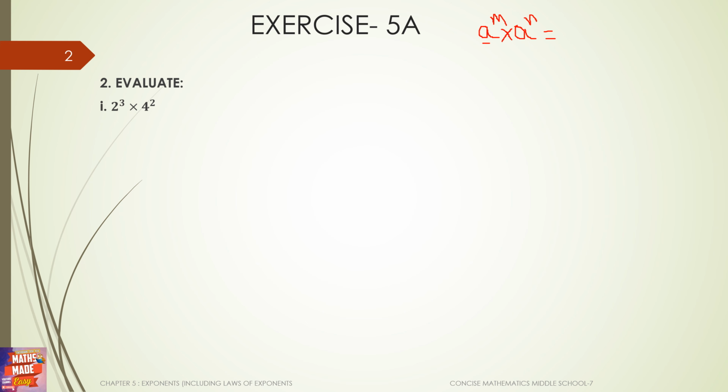Look here, the base should be same, that is a. But look here, the bases are different. It is 2 and here it is 4. When bases are not equal, you cannot apply this formula. But the power can be different. See, look here, m and n. Both are different. So 3 and 2. This one is fine. But when you look at the base, it is different. So you cannot apply this formula.